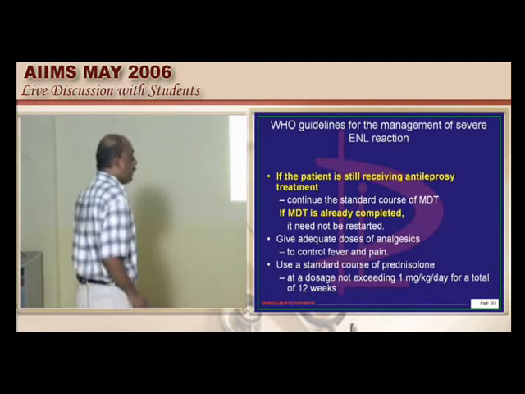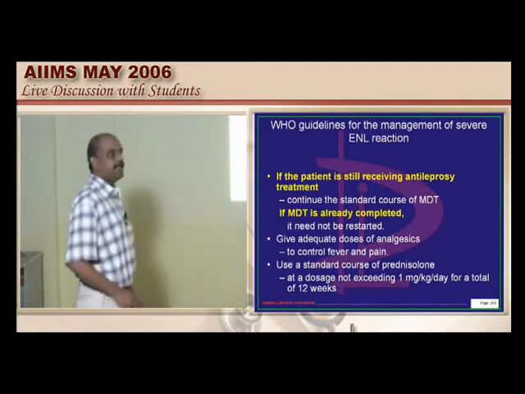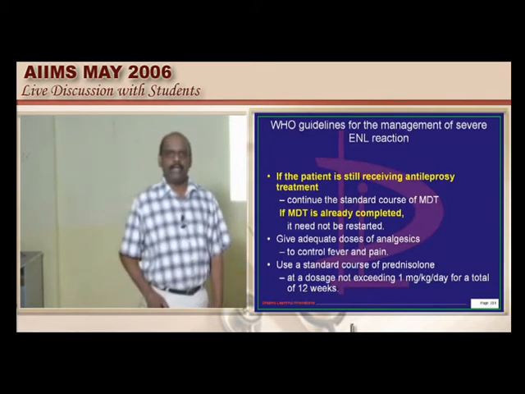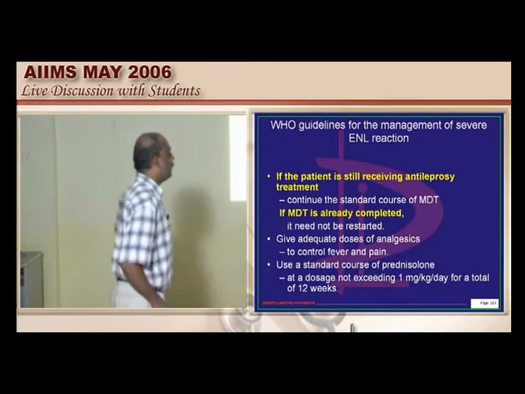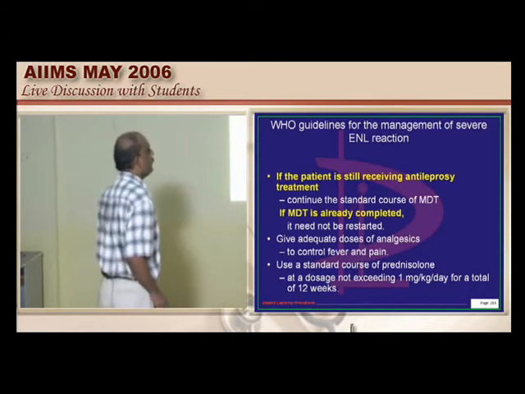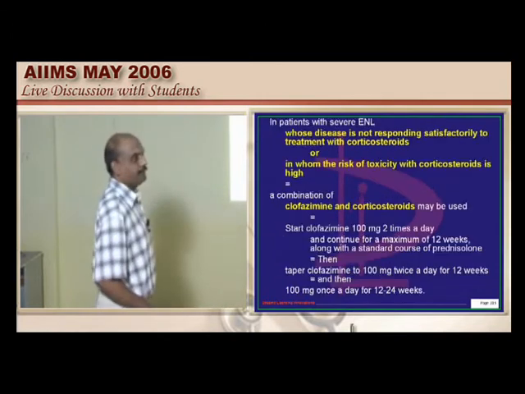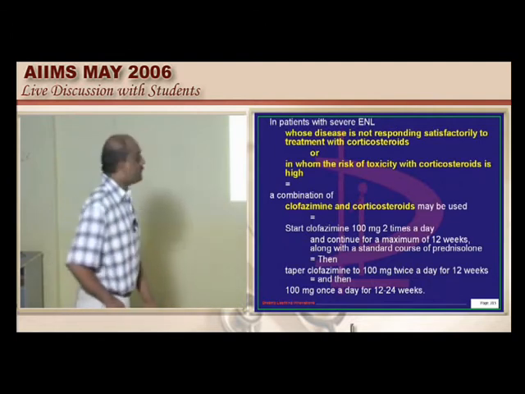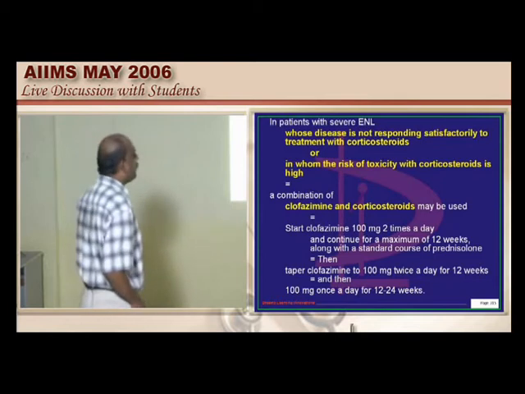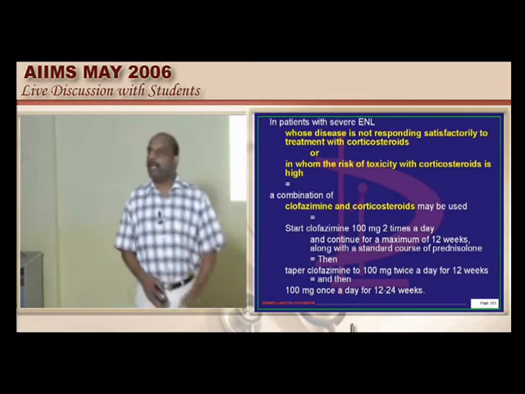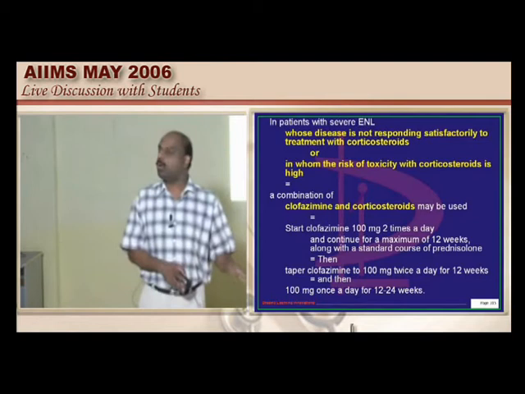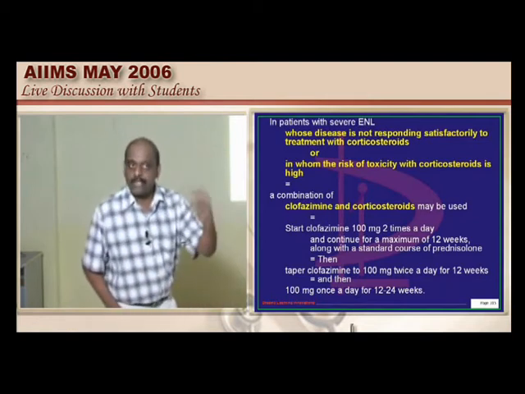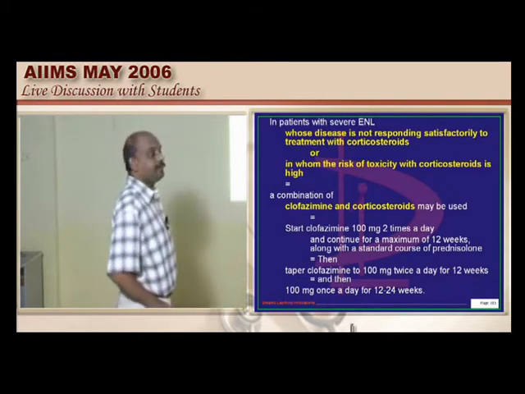So you need to give prednisolone at a dosage not exceeding 1 milligram per kg per day. That is, for a 50 kg individual, you can give at most 50 milligrams of prednisolone for a total of 12 weeks, which is considered to be the treatment of choice. Suppose the patient with ENL is not responding to treatment with the corticosteroids, or has got a complication, for example he is a diabetic, you can't afford to give 50 milligrams of prednisolone for 12 weeks. Then in that scenario, what is the treatment of choice?